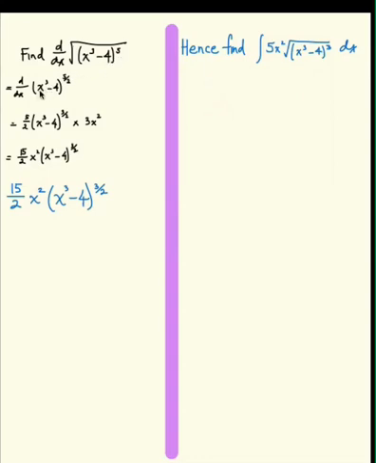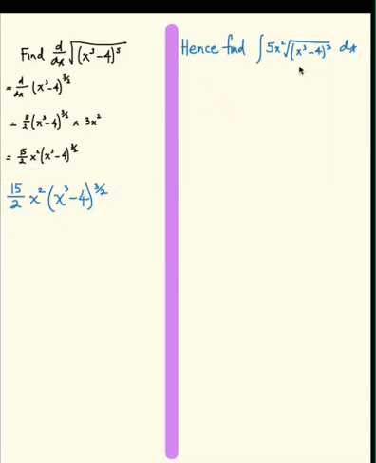So our derivative is x cubed minus 4 to the power of 5 on 2. I bring the 5 on 2 down to the front, subtract 1 from the power, so from 5 on 2 I end up with 3 on 2. Multiplying by the derivative and I get this expression. This is the expression here, I've just written it bigger so you can see it.